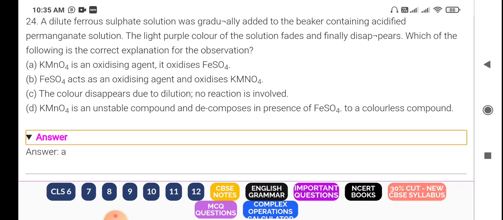KMnO4 is the oxidizing agent, as it oxidizes FeSO4. This question will be raised during the viva of the practical examination. Okay, the examiner will ask you this kind of question. What is the role of KMnO4 in the titration reaction?